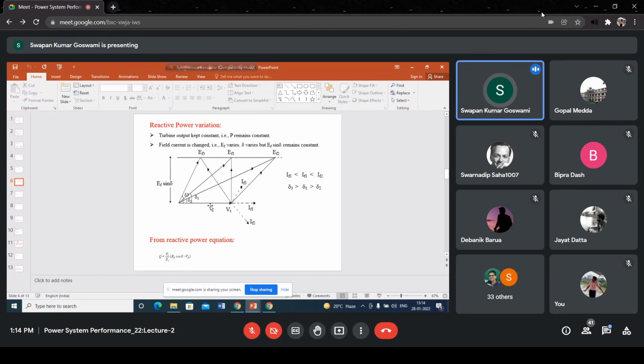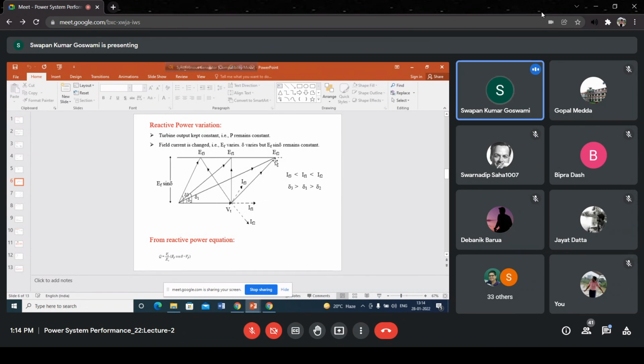If you reduce field current, then EF will decrease. At increased field current, we are getting EF2 because the length of this vector is larger than this length. So from EF1, EF2 is larger. From EF3, EF1 is larger. But in all the cases, the EF sine delta component, that means the projection of this phasor on VT, this perpendicular length, is constant.